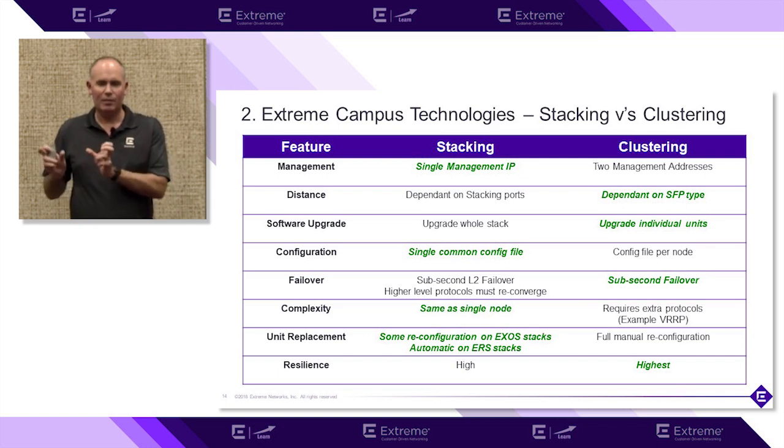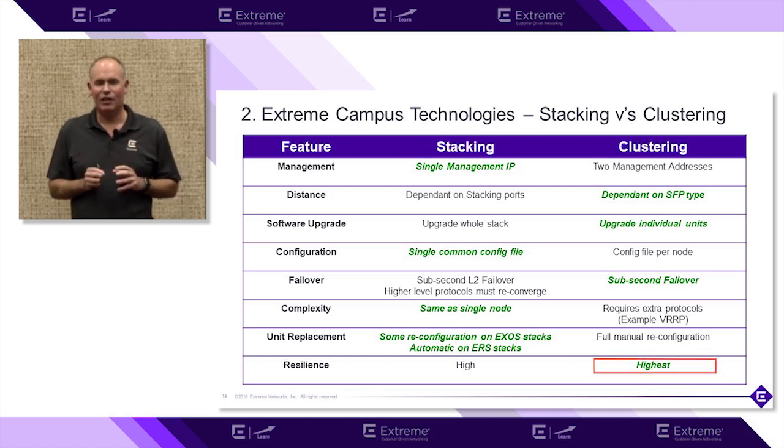With clustering, because we have two individual nodes with two individual config files that are independent of each other, the chances of a config corruption or a human error taking both switches down is much less. So when we look at resilience, clustering is actually slightly better than stacking in this case, and that's the reason that we generally use clustering in core and distribution configurations for customers' networks.